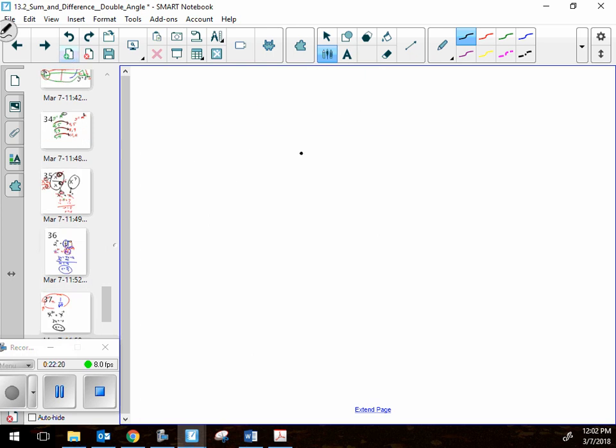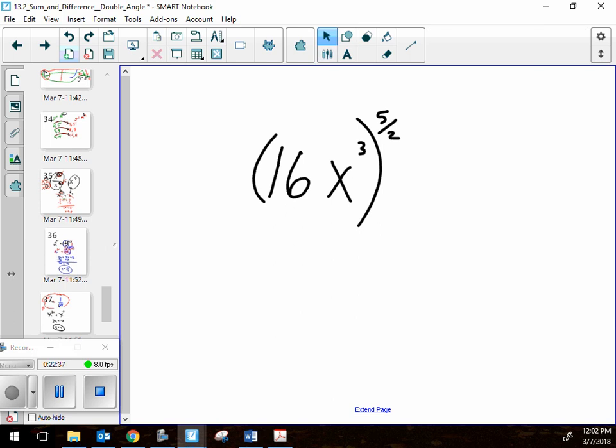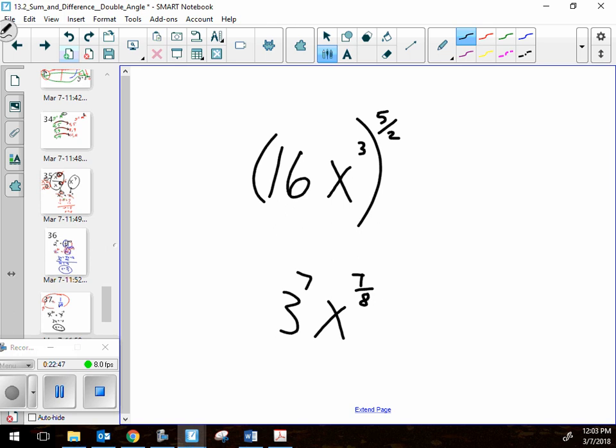Now, let's go back to Easyville. But still, some kids will be stumped on this one. It's similar. 16x to the third to the 5/2. Now your answer will be something like this. I'm just multiplying it out so you have a number and a variable. This is not the right answer, but it'll be kind of like that. It'll have its number part and its variable part. See if you can simplify this thing down.